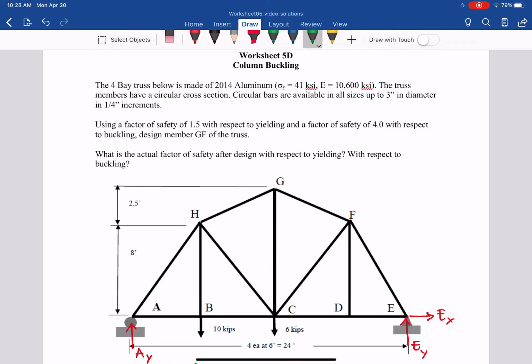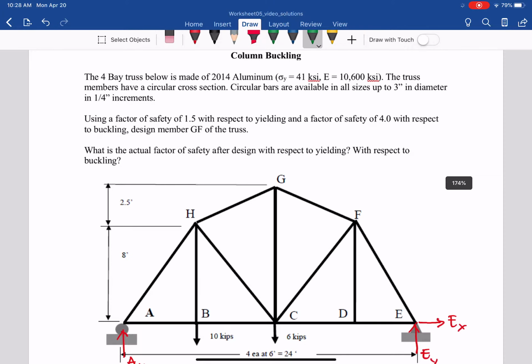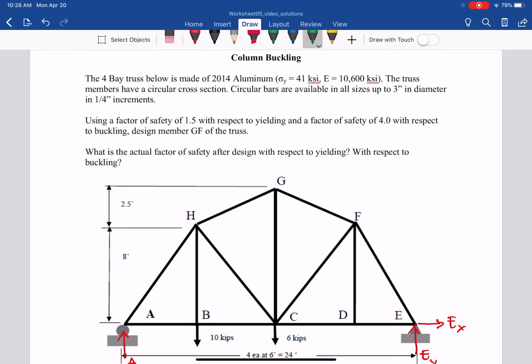What is that about? Go back to lesson 2, where we also design with incremental diameter, radius, or thickness, in the lesson 2 worksheet. Use the factor of safety with respect to yielding, so 1.5. The factor of safety with respect to buckling is 4.0. And design the member GF. That's the member that they want us to design.